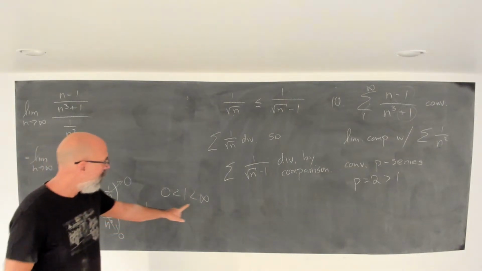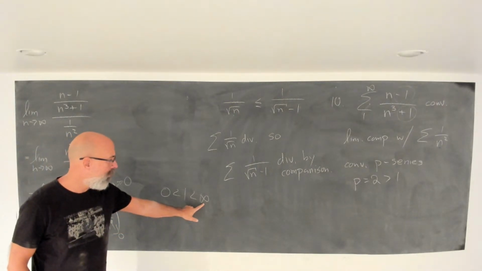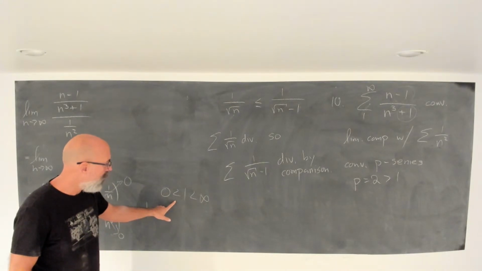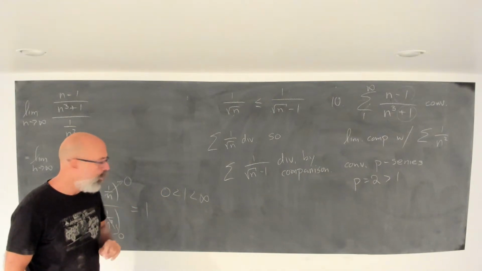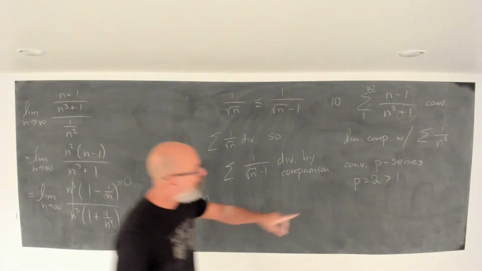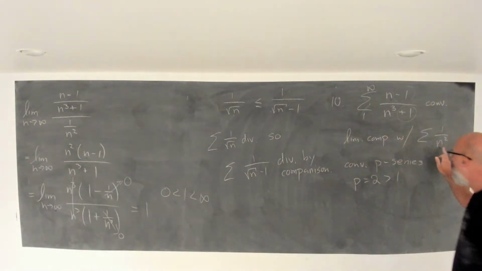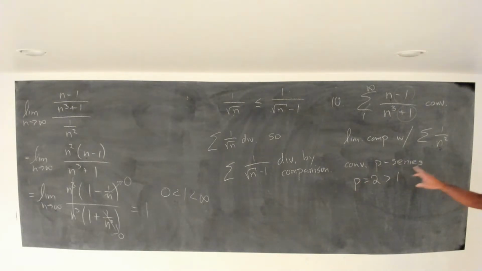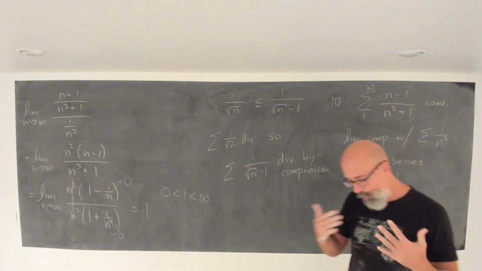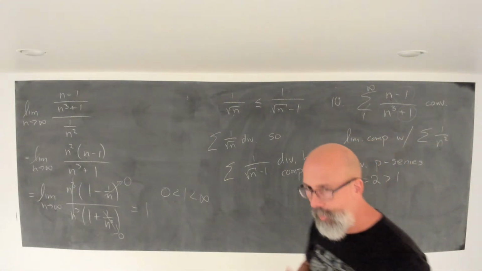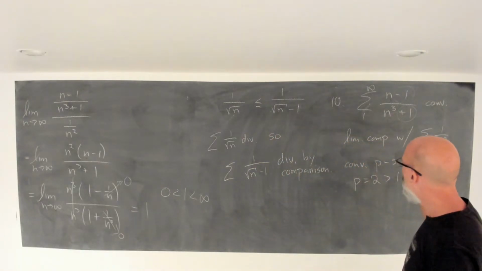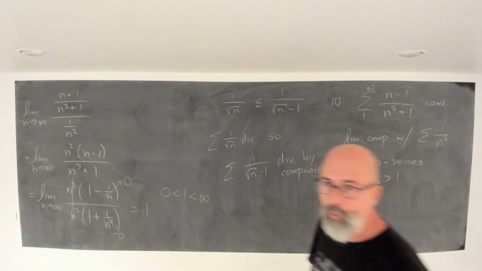The limit is 1. 1 is bigger than 0 and less than infinity. This is the criteria for the limit comparison test. So the conclusion is that both series converge or both series diverge, but we're working with a convergent p-series. So this one has to converge as well. The limit comparison test tells you that both series behave in the same way. Either they both converge or both diverge. We started with a convergent one, so the other one has to converge as well.